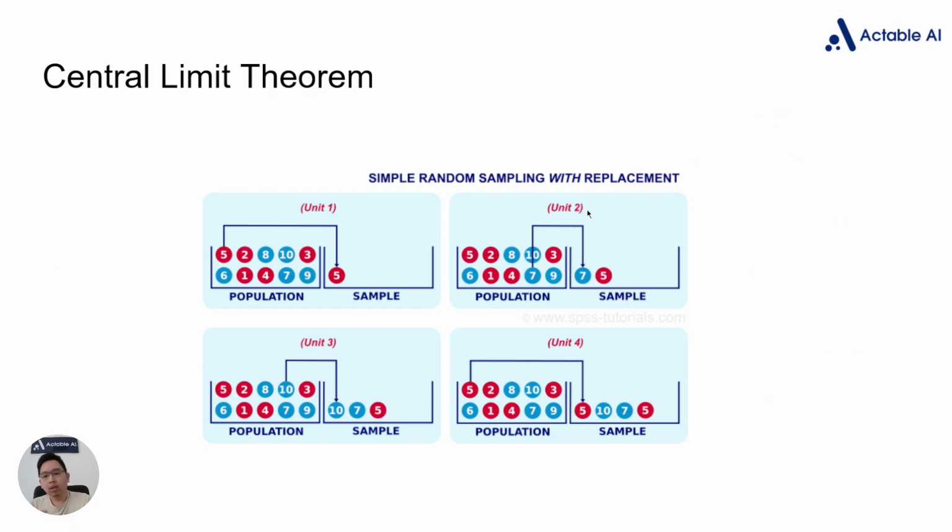So the first part of the central limit theorem says that if we sample a sufficiently large number of data points, which is more than 30 data points, with replacement, then the mean of this sample will be distributed under a normal distribution. So that is the first part of the central limit theorem.